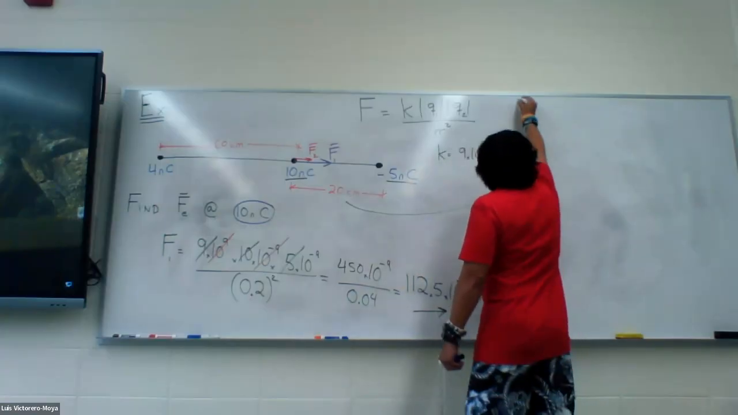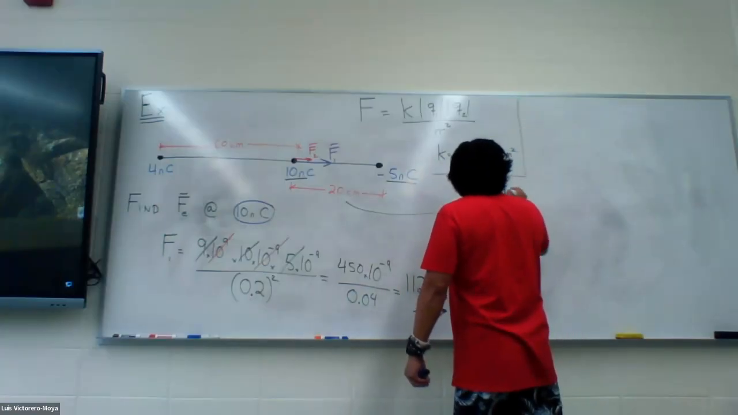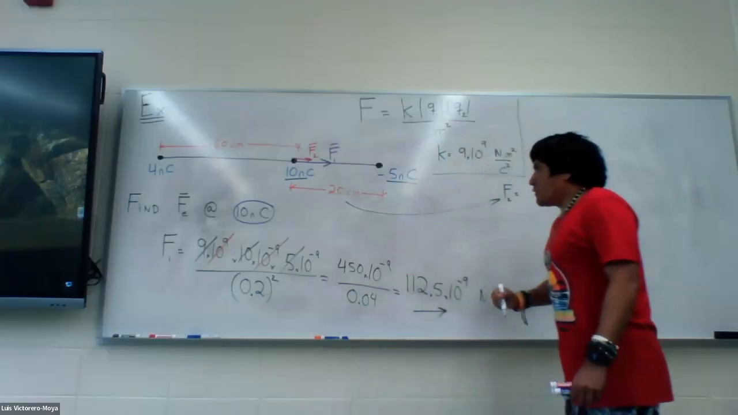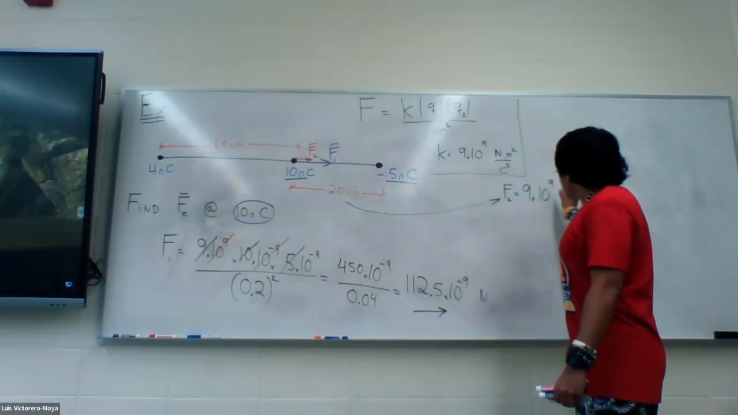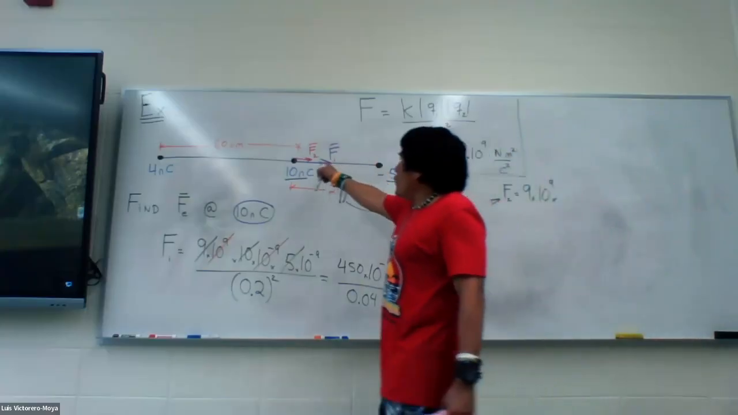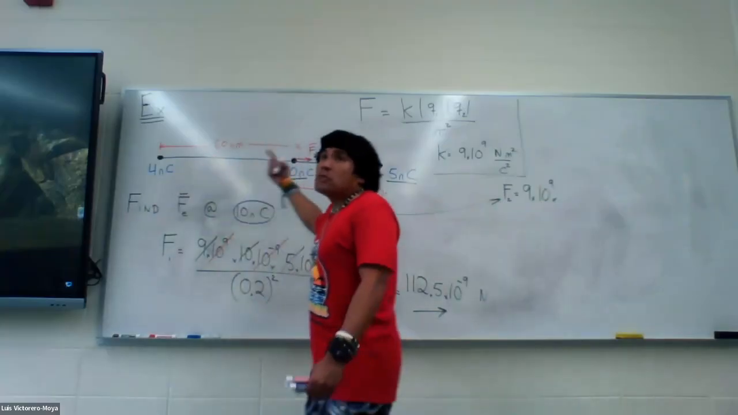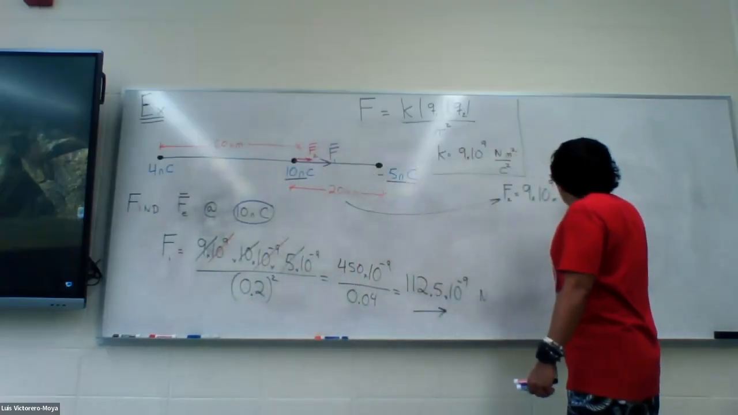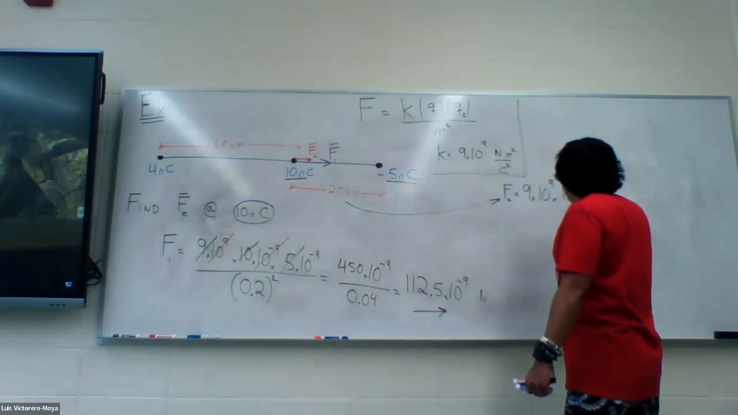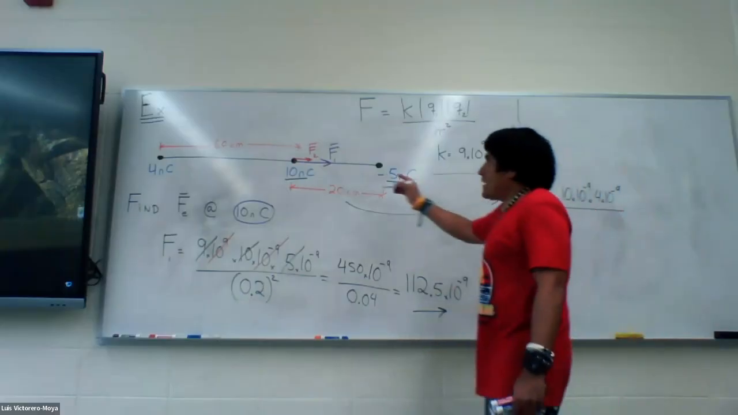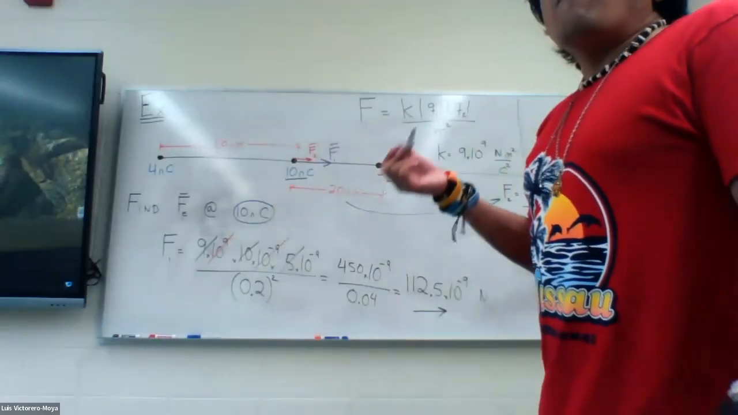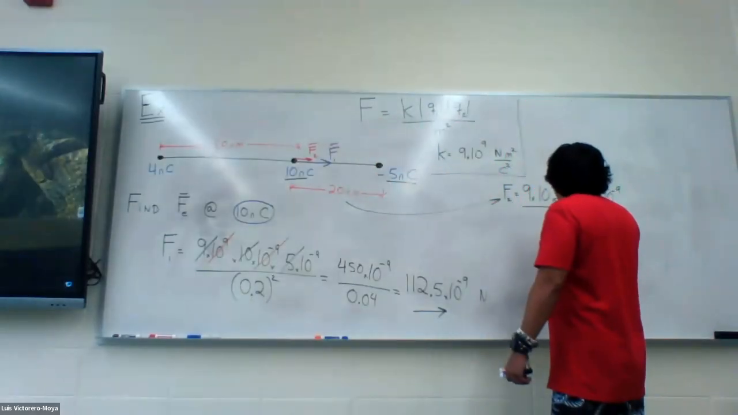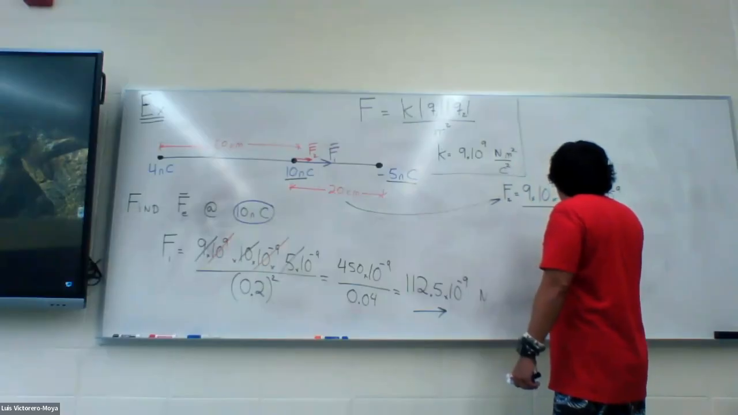Here, F2 is the same equation, 9 times 10 to the 9. Now F2 is between 10 and 4. So I have to do 10 times 10 to the -9, 4 times 10 to the -9, divided by the distance. Now the distance is 60. What's 60 centimeters in meters? 0.6. So that will be 0.6 squared.